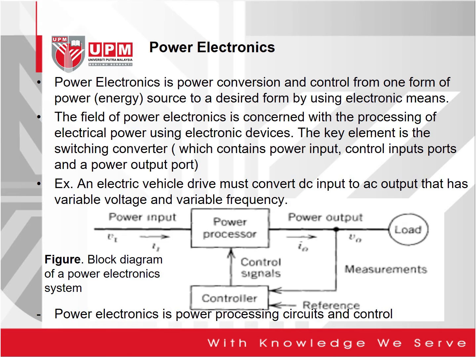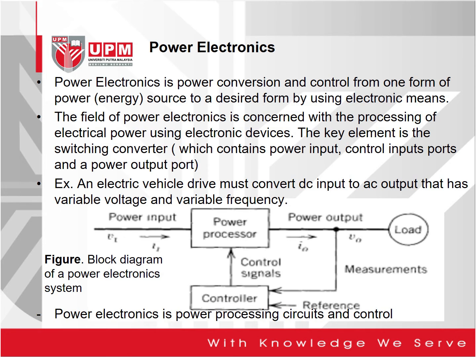So then we move to power electronics. Power electronics is power conversion and control from one form of power energy source to a desired form by using electronic means. The field of power electronics is concerned with the processing of electrical power using electronic devices. The key element is the switching converter, which contains a power input, control input ports, and a power output port.